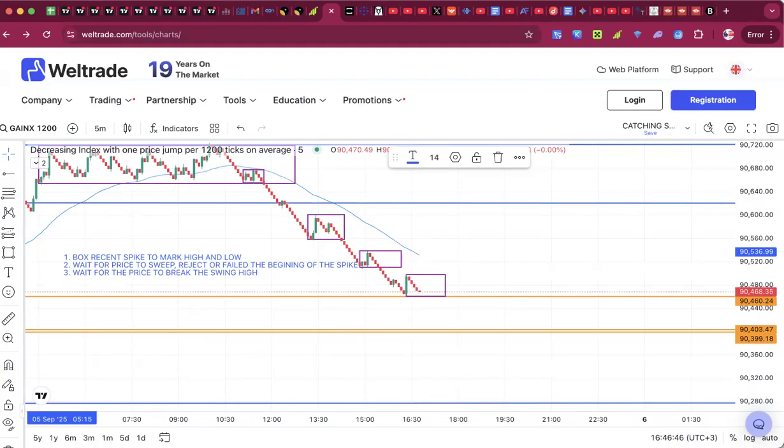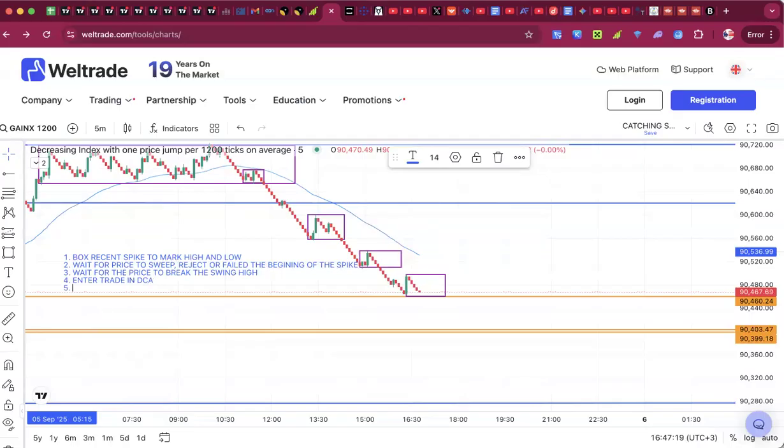Next, box recent spike to mark the high and low. Wait for price to sweep, reject. This I've condensed into one thing. Okay, so now next, enter trade, enter trade in DCA.